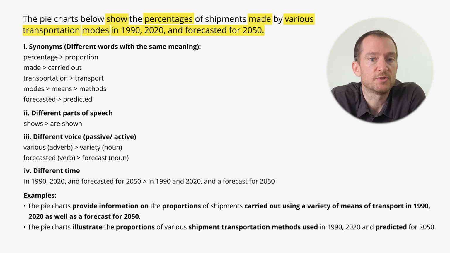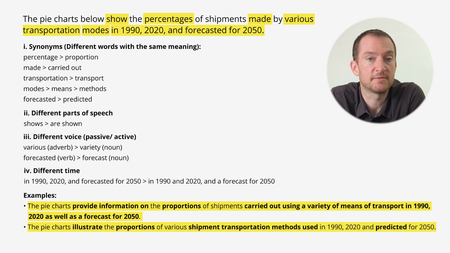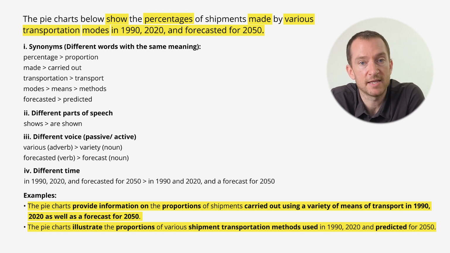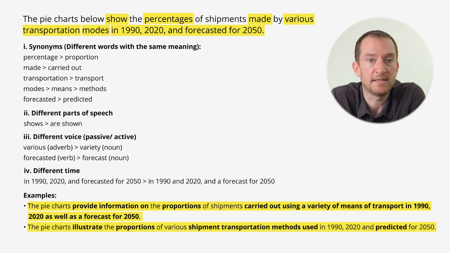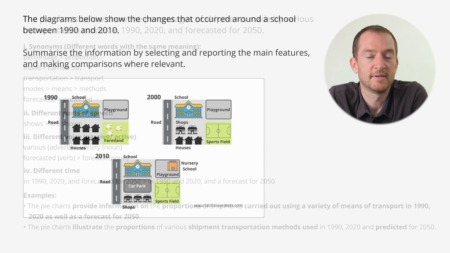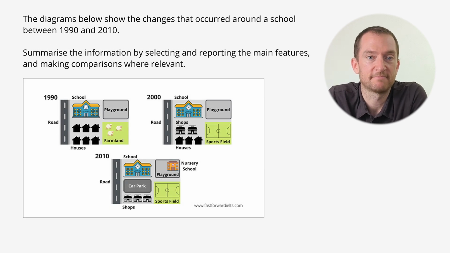Here are 2 examples using different combinations of these synonyms and other changes. Instead of show, we've used provide information and illustrate. Percentages has been changed to proportions, and you can see other changes such as variety, methods, means, and predicted. Next up is a map task.